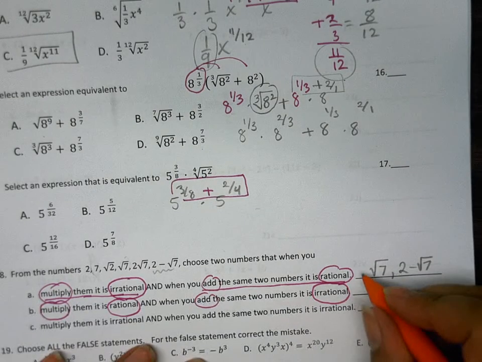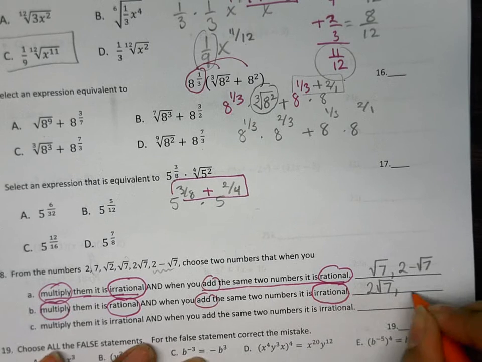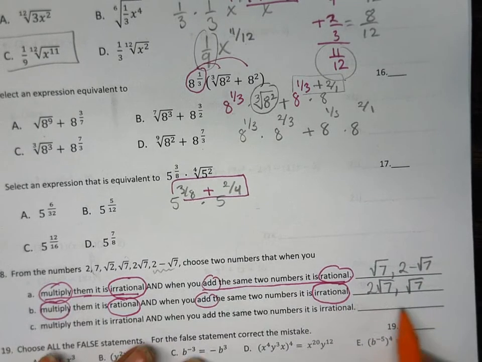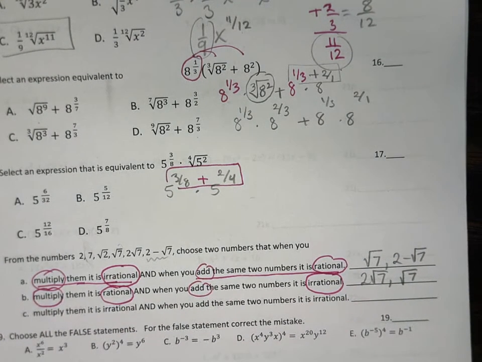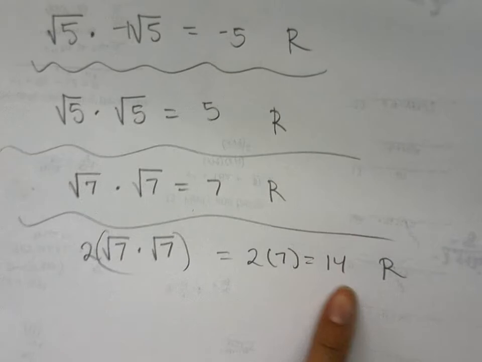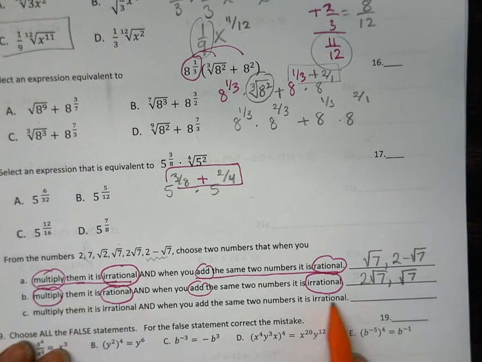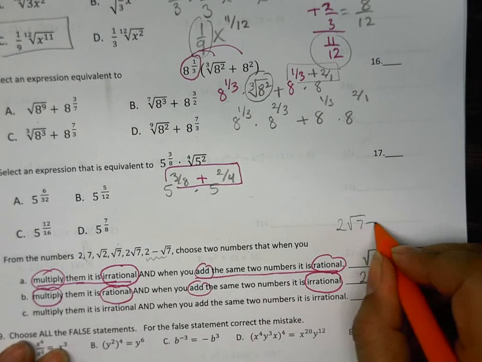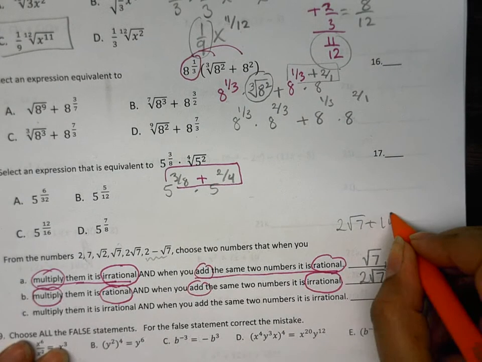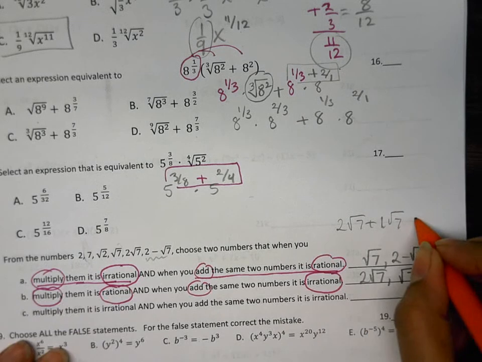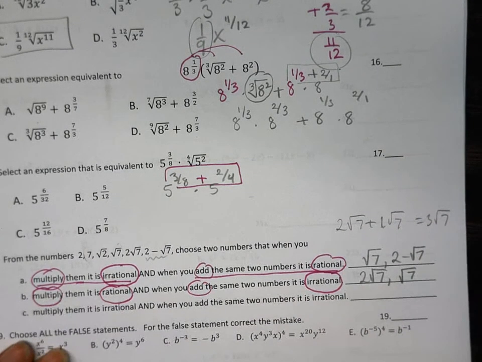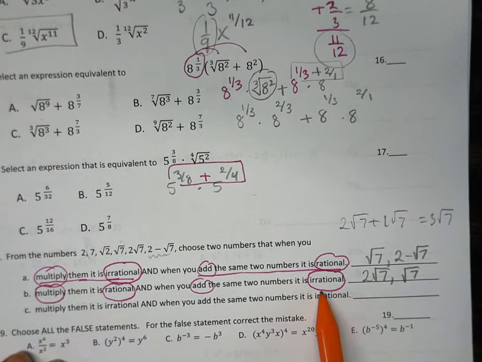2 root 7 and... Okay, I just multiplied those together for you. When we multiplied, what did we get? 14, and that's rational. Does that work for multiplying? It's rational. Add them, and it's irrational. What's 2 root 7 plus 1 root 7? 3 root 7. Is that rational or irrational? All right, so is it working so far?